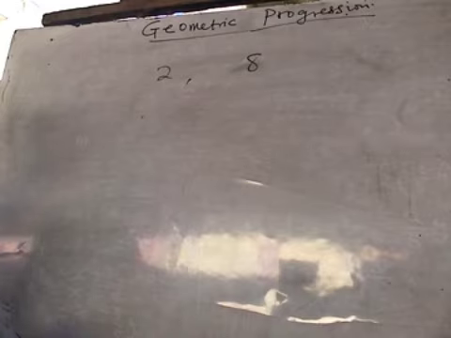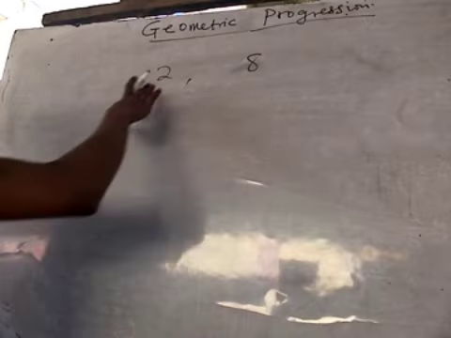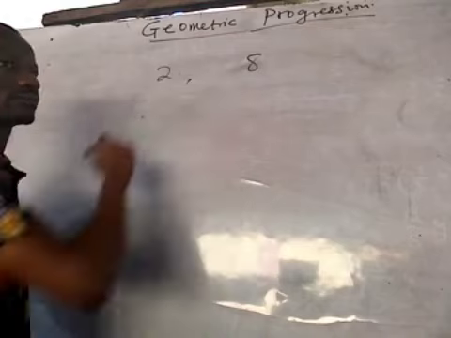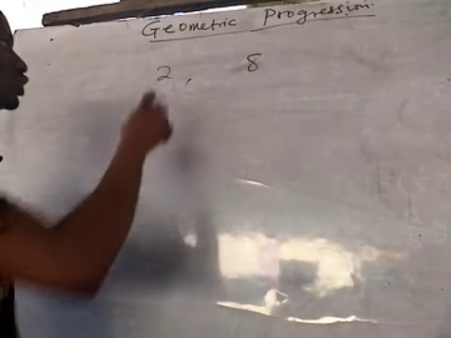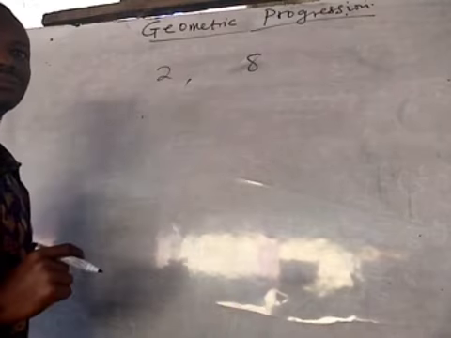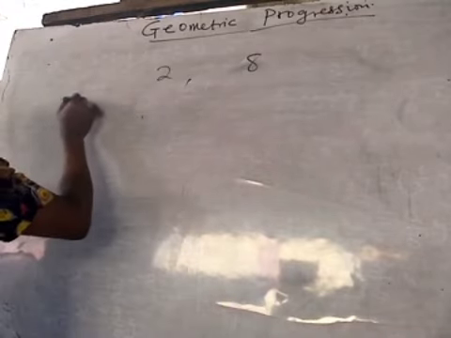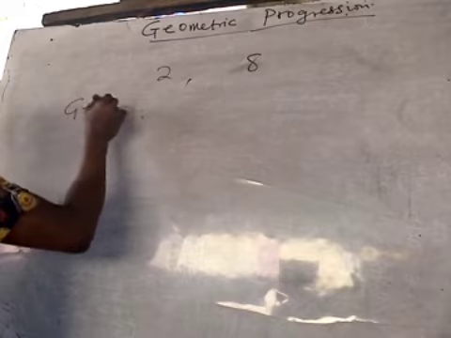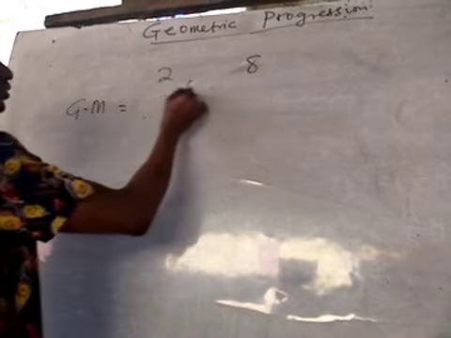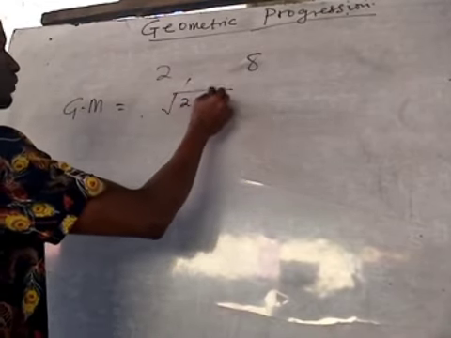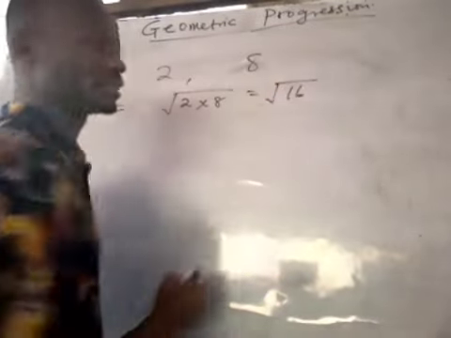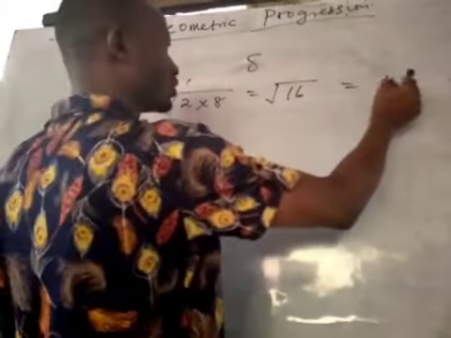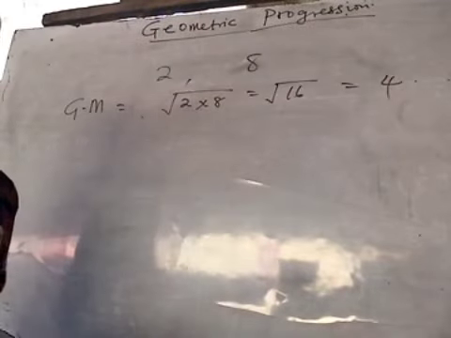Two and 8. This is just two numbers. Now, it is possible to find the geometric mean of these two numbers. The geometric mean of these numbers, Gn, will equal the square root of 2 times 8, isn't it? And that will simply give us the square root of 16, and that's equal to 4. Are you getting the stuff?